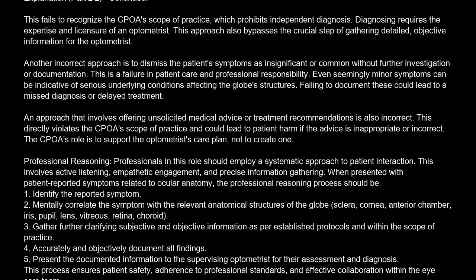1. Identify the reported symptom. 2. Mentally correlate the symptom with the relevant anatomical structures of the globe: sclera, cornea, anterior chamber, iris, pupil, lens, vitreous, retina, choroid. 3. Gather further clarifying subjective and objective information as per established protocols and within the scope of practice. 4. Accurately and objectively document all findings. 5. Present the documented information to the supervising optometrist for their assessment and diagnosis. This process ensures patient safety, adherence to professional standards, and effective collaboration within the eye care team.